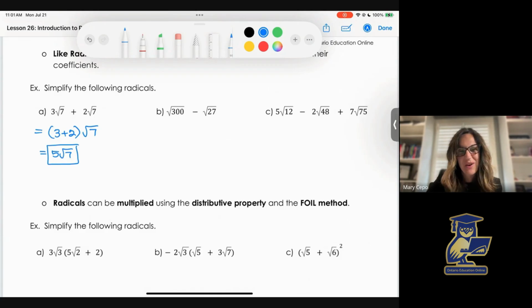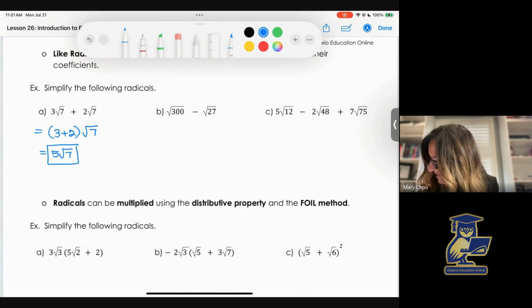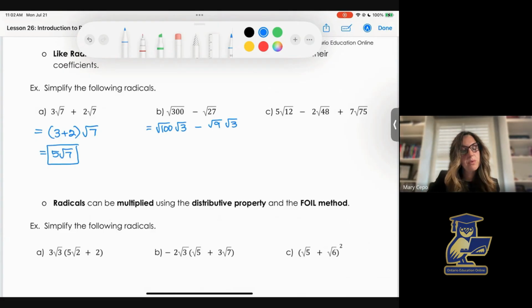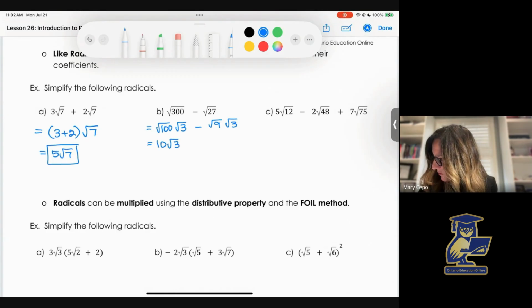Okay, so in B, it's not that obvious. We always want to simplify to lowest terms. So let's see if we can express √300 in mixed form. Thinking of a perfect square that is a factor of 300, 100 comes to mind for me. So I'm going to break that down as a product of √100 times √3, minus, again, √27, which would be √9 times √3, because 9 times 3 is 27. With that in mind, we can take the square root of 100, which is 10, and the square root of 9, which is 3.